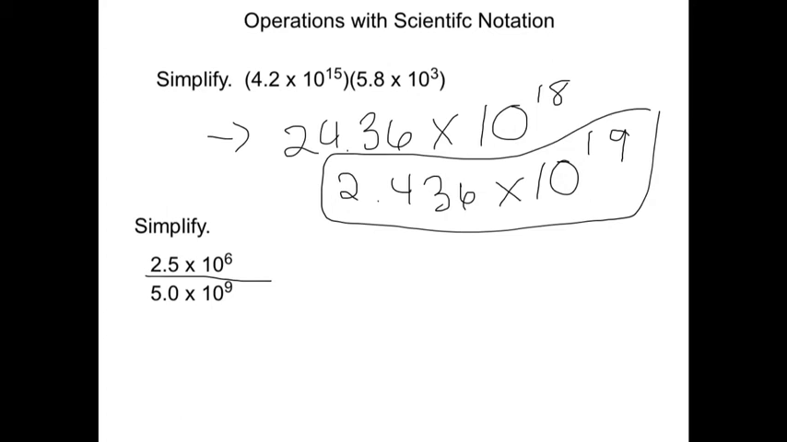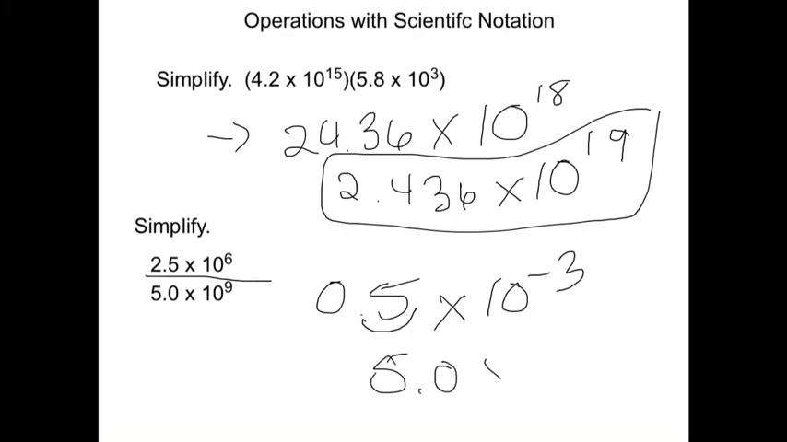In the second problem, when you divide the numbers in front, which are 2.5 and 5, you get 0.5. In addition to that, you keep the base the same and you subtract your exponents. So now you have 0.5 times 10 to the negative 3. Well, 0.5 is less than 1. So in this case, in order for me to get a number that is between 1 and 10, I have to move the decimal point to the right one space. So I'm going to get 5, or 5.0 times 10 to the negative 4th.